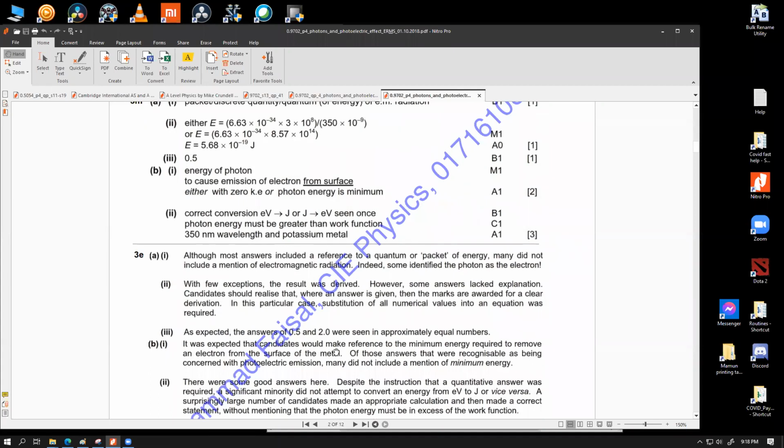It was expected that candidates would make a reference to the minimum energy required to remove an electron from the surface of the metal. Of those answers that were recognizable as being concerned with the photoelectric emission, many did not include a mention of minimum energy. So in the examiner's report, they are highlighting the term minimum, but in the mark scheme, they have underlined the term from surface. So please do mention that.